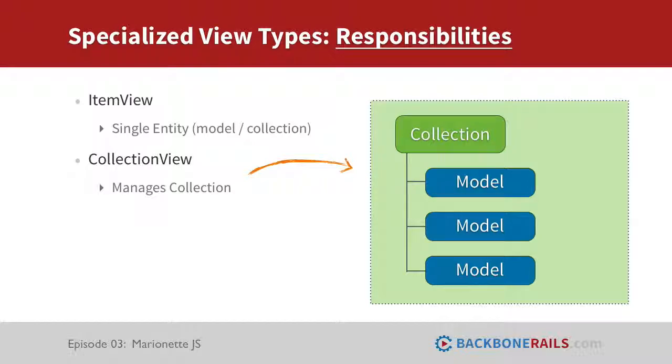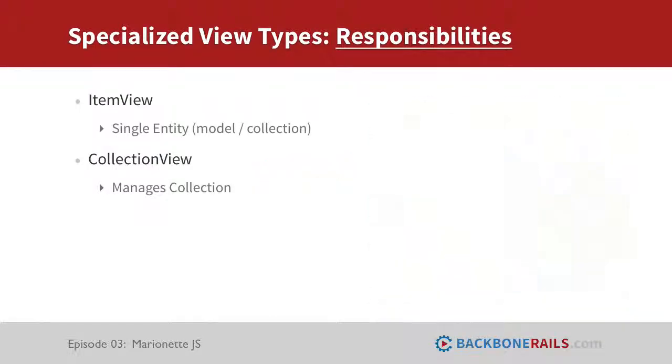Interestingly enough, typically a collection view usually creates item views for each model, but not necessarily. When you start building more complex features, you might have collections nested within other collections. For times like those, you could easily create a cascading effect where the first collection view creates a secondary nested collection view, and then that secondary nested collection view iterates through and then creates item views. And you'll see us do exactly that in later episodes.